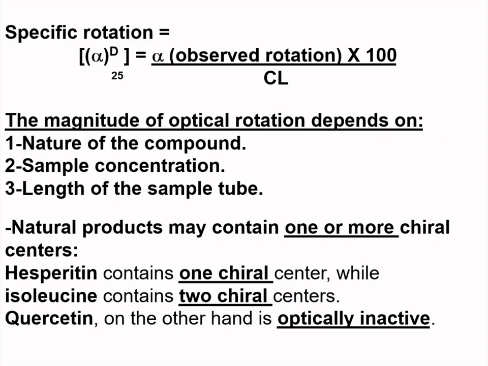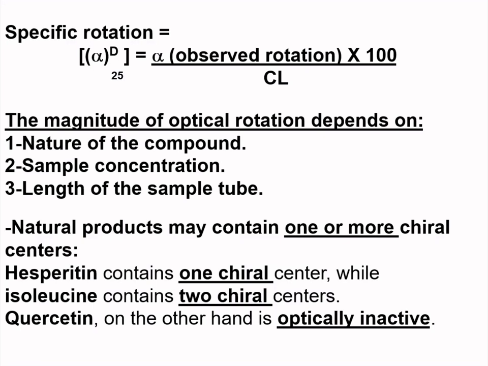Alpha D25 equals the observed rotation which we obtain from the machine multiplied by 100 over the concentration of the sample in grams per 100 ml multiplied by the length of the sample tube in decimeter. D means sodium D-light, determined at certain wavelength, which is 589 nanometers. 25 means that we measure the rotation at 25 degrees centigrade.